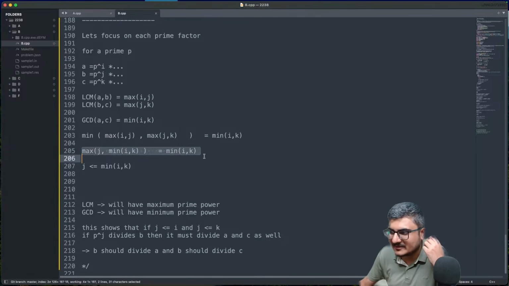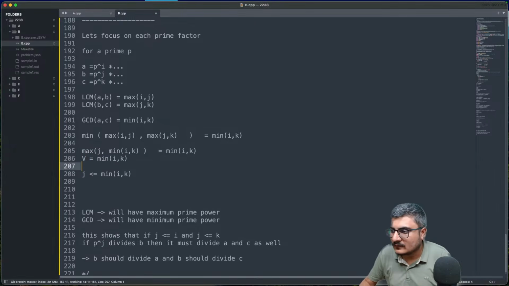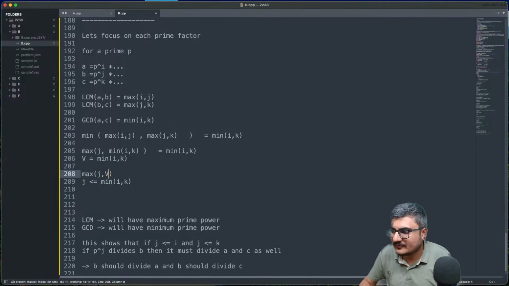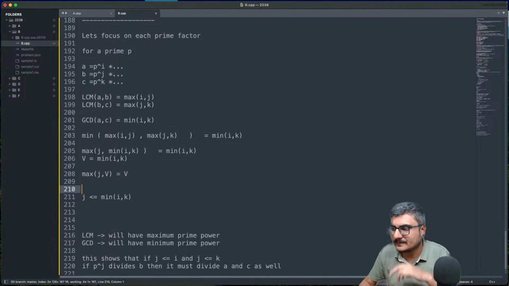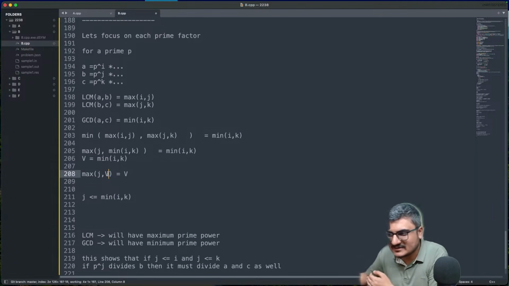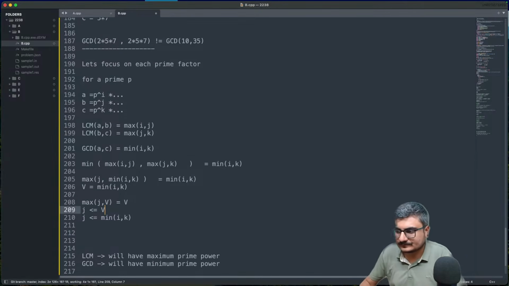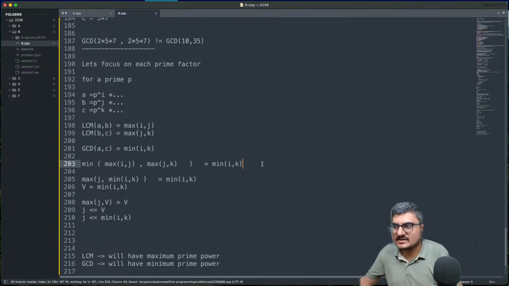So the way to interpret this number is, let's treat this as maximum of j comma v is equal to v. You have a number v. If that is less than j, then increase it up to j. But on the right hand side, you want to keep the number the same as well. Then this can happen only if j is less than or equal to v. So that's how we have problem B.